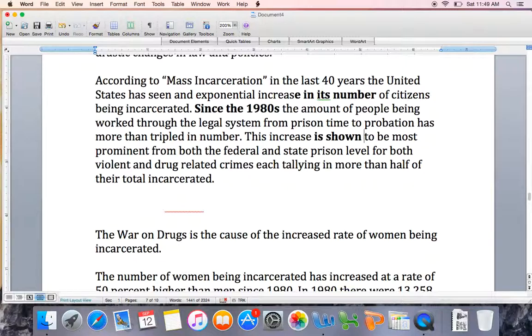to be most prominent from both the federal and state prison level for both violent and drug-related crimes, each tallying in more than half of their total incarcerated. Okay, this paragraph is unclear simply because what is your larger point? Is your larger point we have more people incarcerated than ever before? If so, just say that in your topic sentence. And then you can use your fact from this chart to indicate, look, here's some proof.